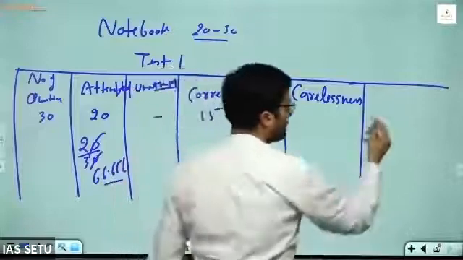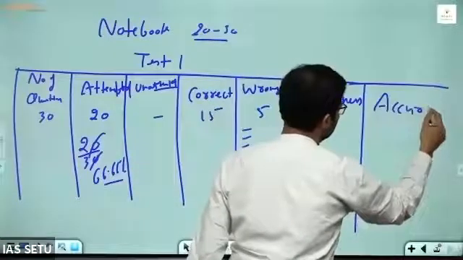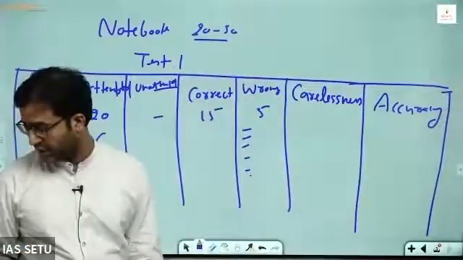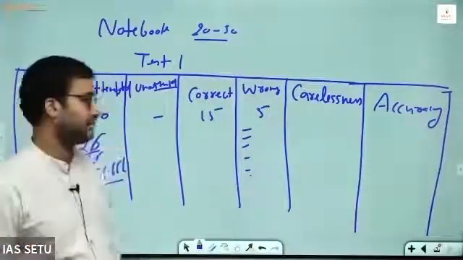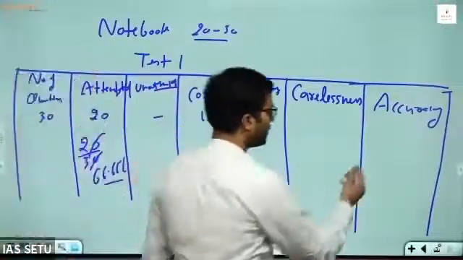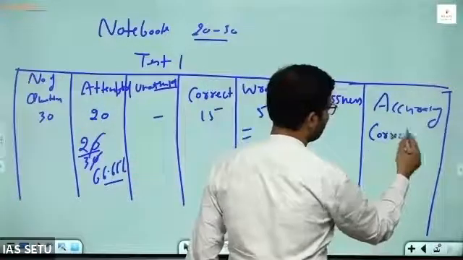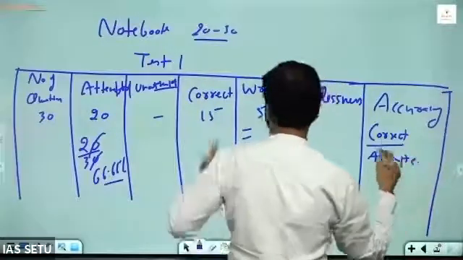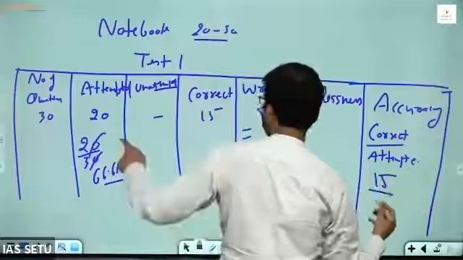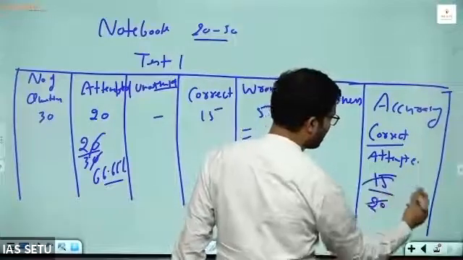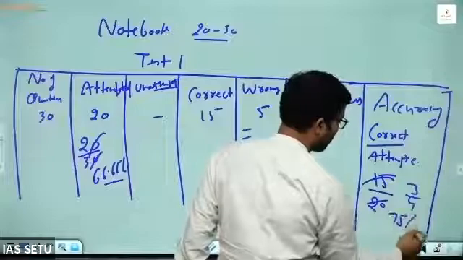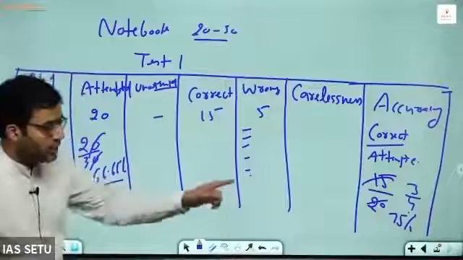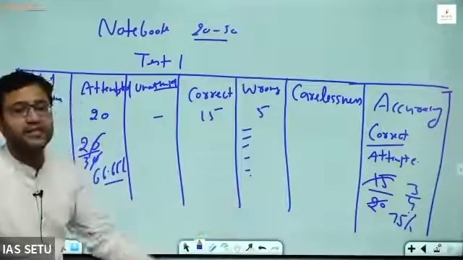Last, but not the least, the last column: accuracy. I will tell you what accuracy is, and I need it in percentage. Accuracy is correct questions divided by attempted into 100%. Like you got 15 correct and you attempted 20. This is 3 by 4. It means 75% accuracy. Because I want all of you to maintain 90% accuracy.